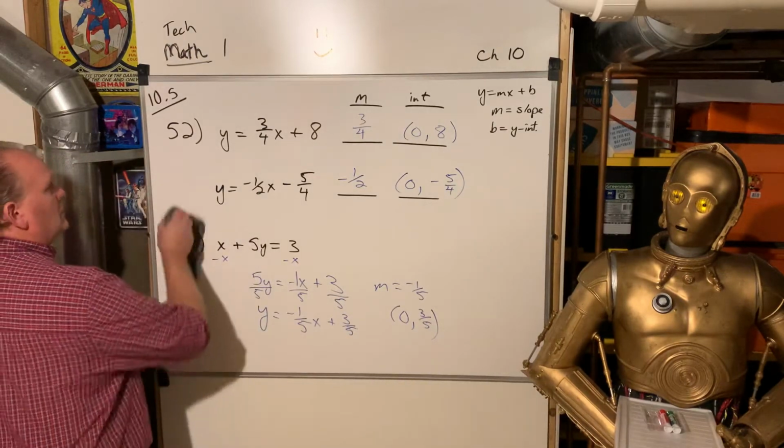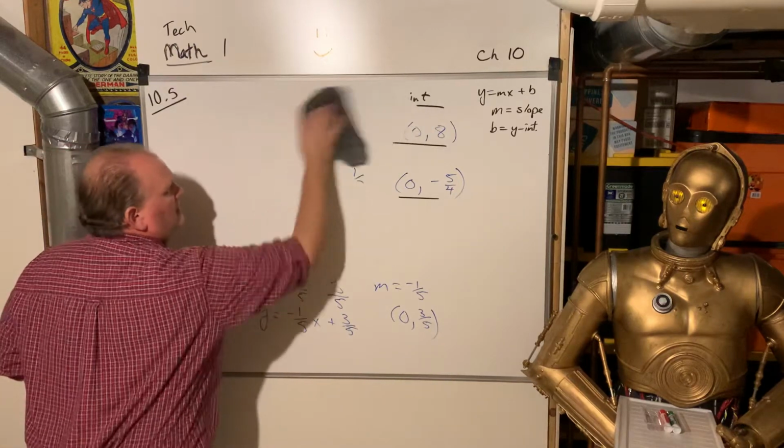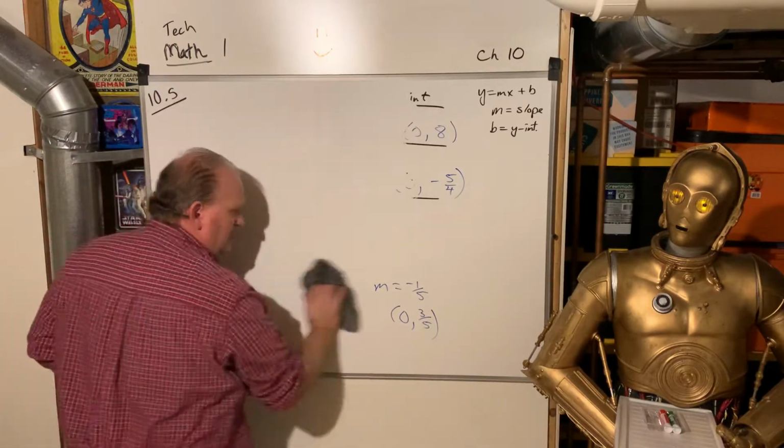Okay, so slope-intercept form, hopefully you've seen this already at some point. This isn't brand spanking new for you.